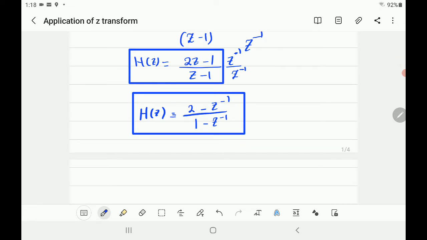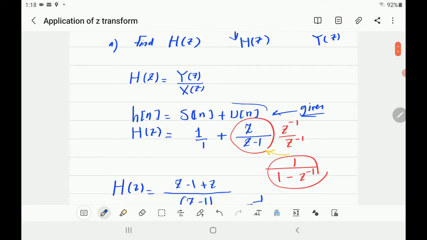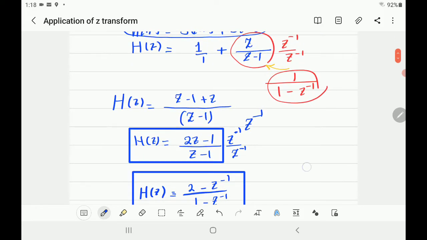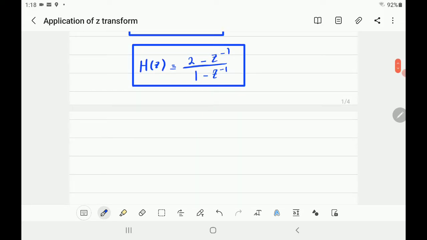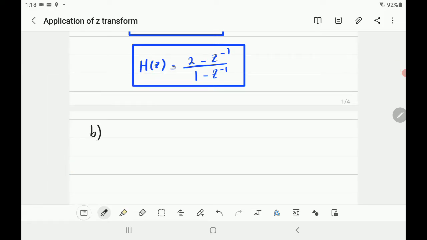So that was the first part. Just to remind you, in the first part the impulse response was given as a sequence, and it was required to find it in z. Let's go to the second part. The second part is find the system input, output, difference equation.